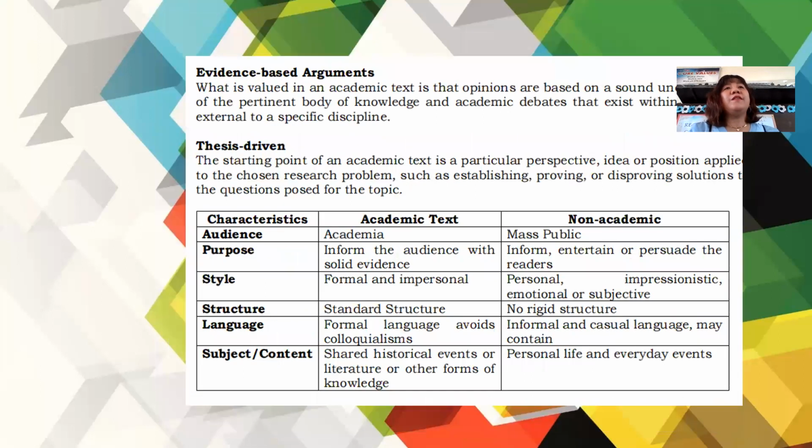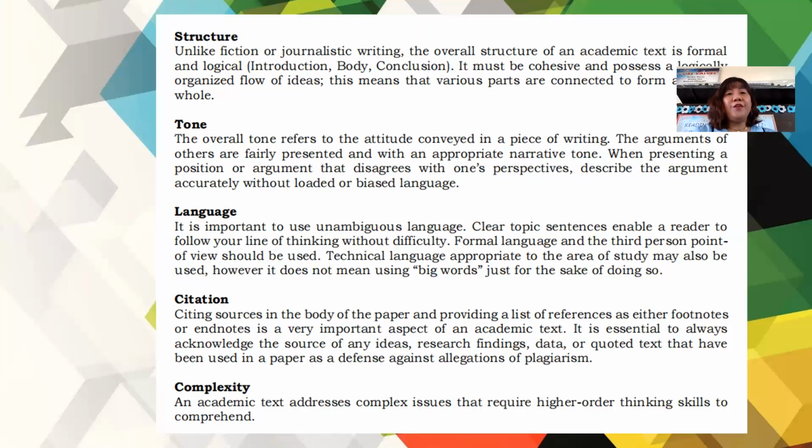Okay? For complexities, an academic text addresses complex issues that require higher order thinking skills to comprehend. Well, unlike nonfiction or non academic texts for that matter, the complexity of the academic text is very high. Okay? Not very high per se, but it requires higher order thinking skills. And to comprehend this, of course, we have to think out of the box and think what are the necessary information that are really presented in that academic text for us to comprehend.